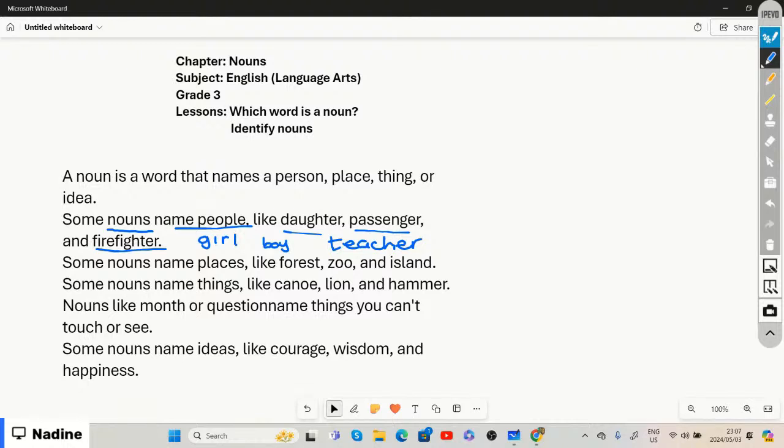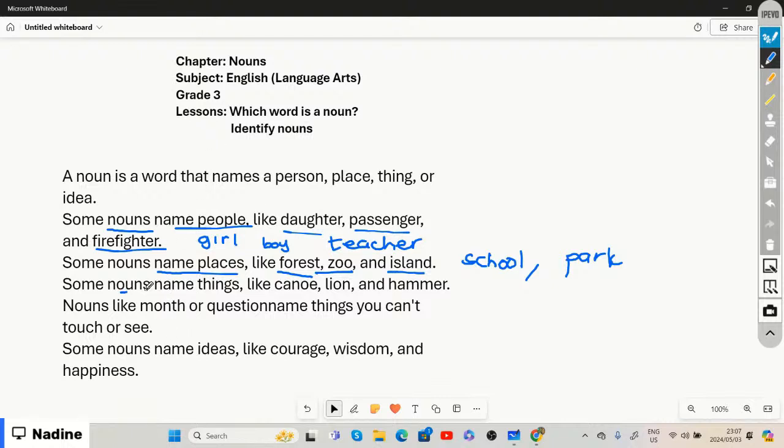And then some of the nouns, right, name places. Places like, for example, we can say I'm going to the forest, I'm going to the zoo, it can be island, it can even be words like I'm going to school, I'm going to the park, right? Those are nouns that name places.